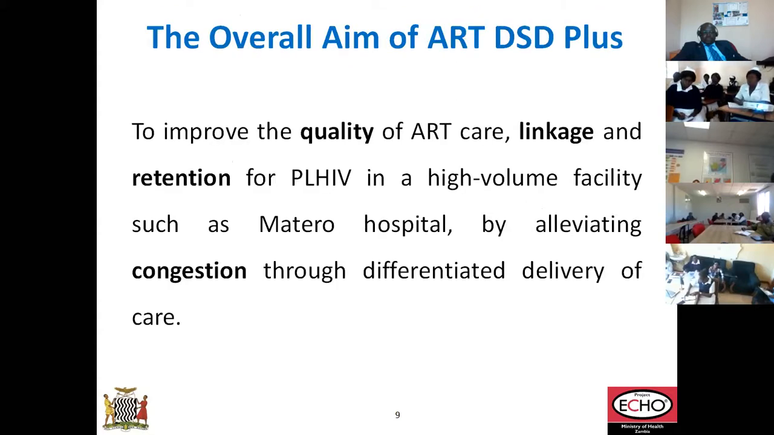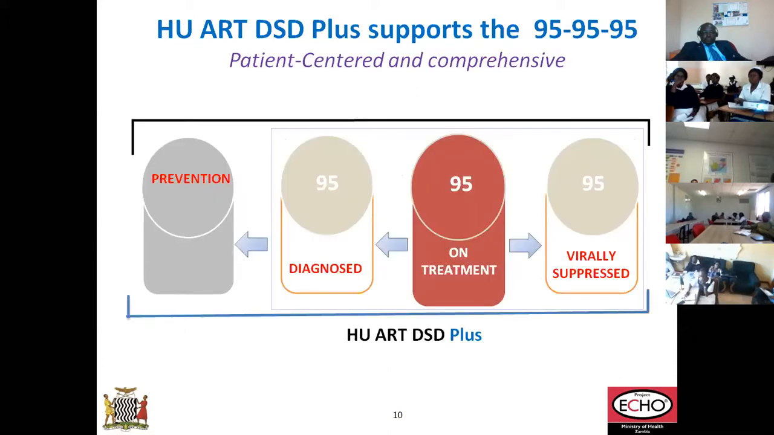So the overall aim of the ART DSD Plus is that we look at the quality of ART care. We're also involved in linkage to care. It's also involved in retention. And so all of this, we're going to discuss. These are the high powered issues to ensure that the patient is getting proper care and we're meeting the target. So we'll be talking about it. If you do that properly, you should be able to decongest the facility.